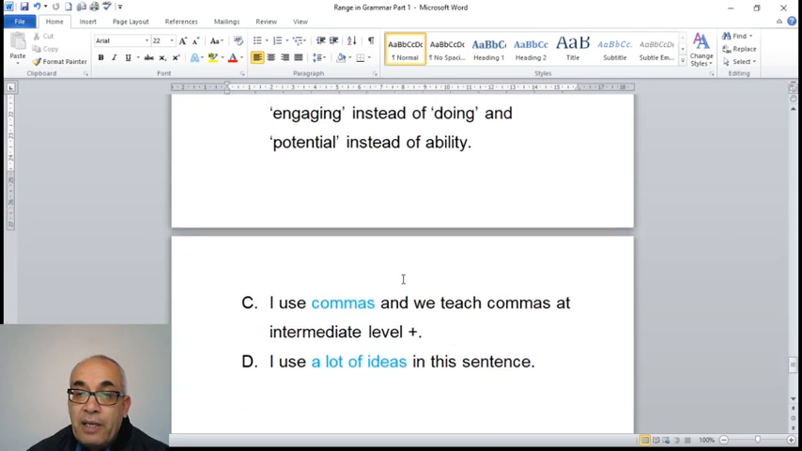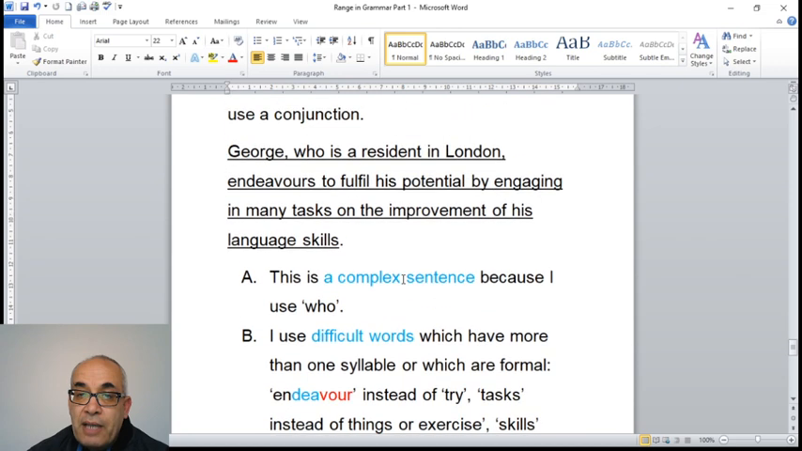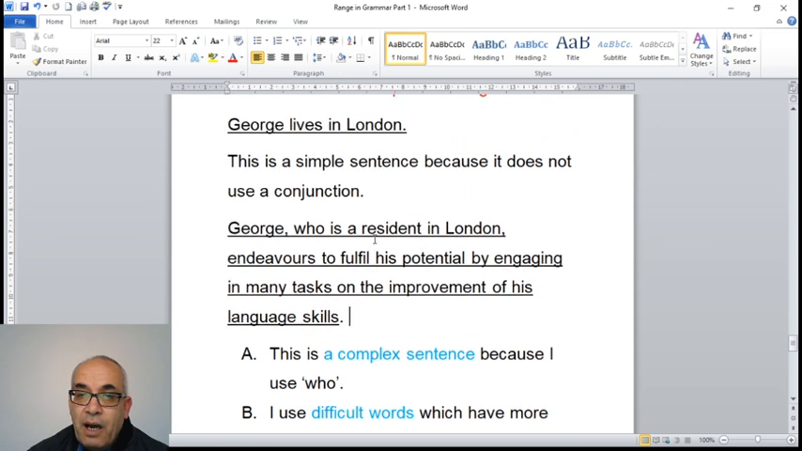I use a lot of ideas in this sentence. So you can see, George is a resident in London, first idea. George endeavors to fulfill his potential, number 2. George engages in many tasks, number 3. And these tasks are about what? Improvement of his language skills. So I've got 4 thoughts, if you want, in this sentence, because a sentence expresses a thought, but a paragraph expresses an idea. Because this is a sentence, it's a complex sentence, it expresses a thought.